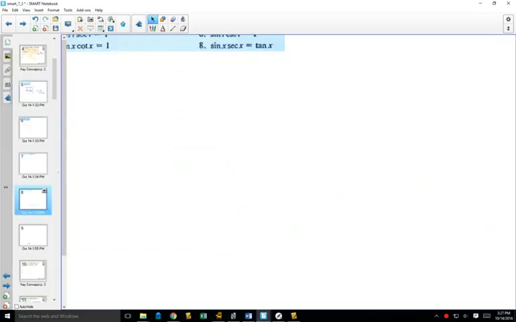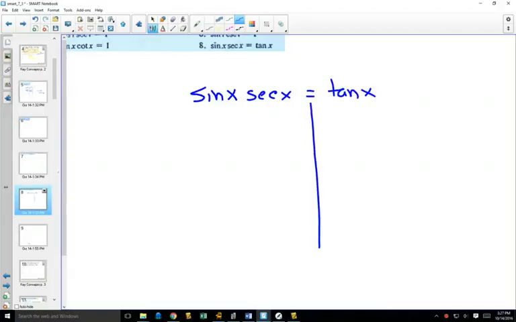Let's just do 8 together. So again, we have sine x secant x equals tan x. Rewrite it, draw your line. And then what could you change? You can change secant to 1 over cos, okay? How do we multiply fractions? Multiply the top, multiply the bottom, so we get sine x over cos x.